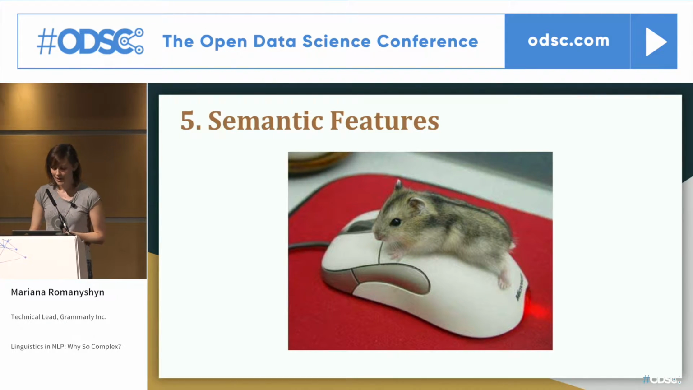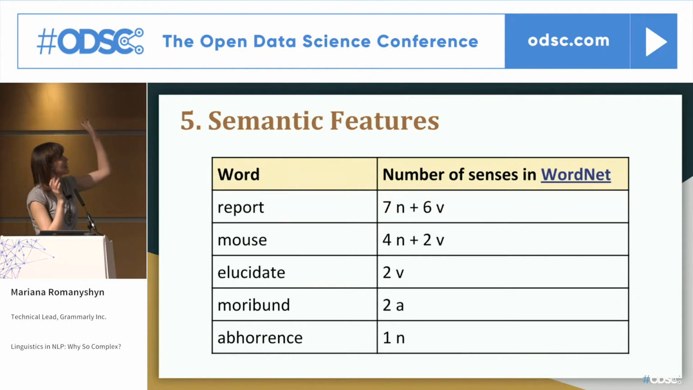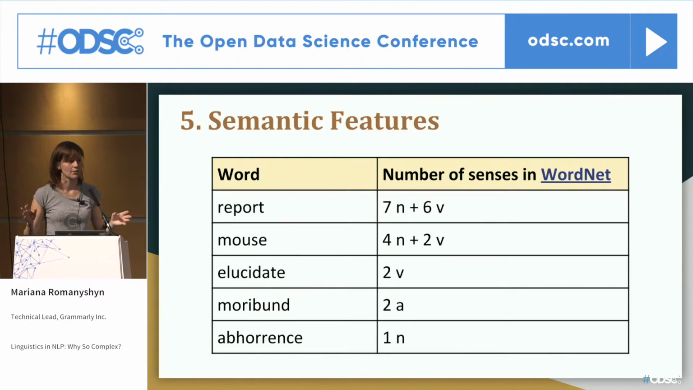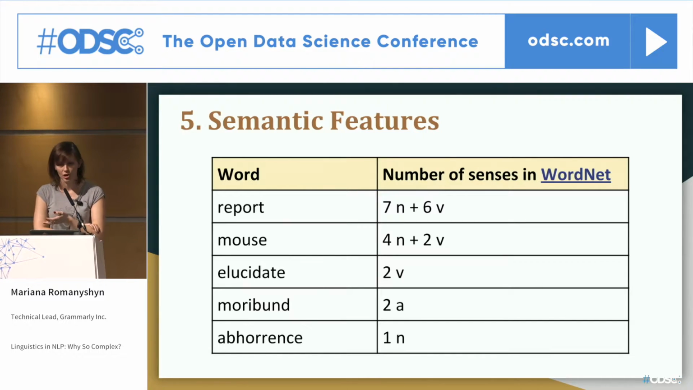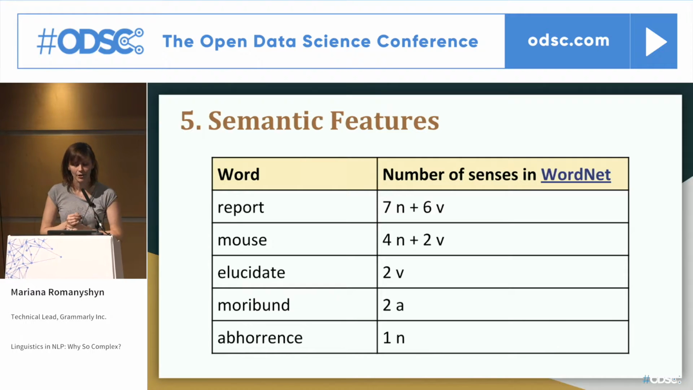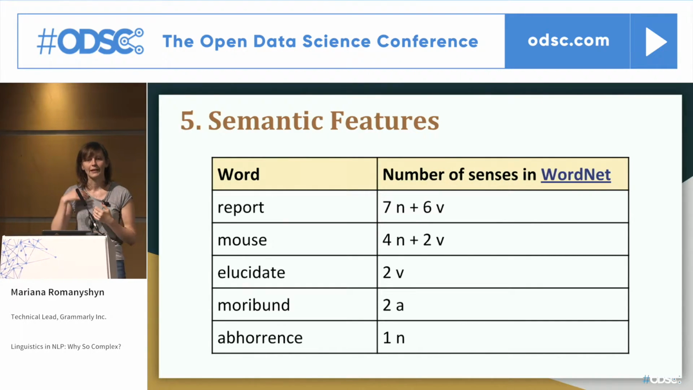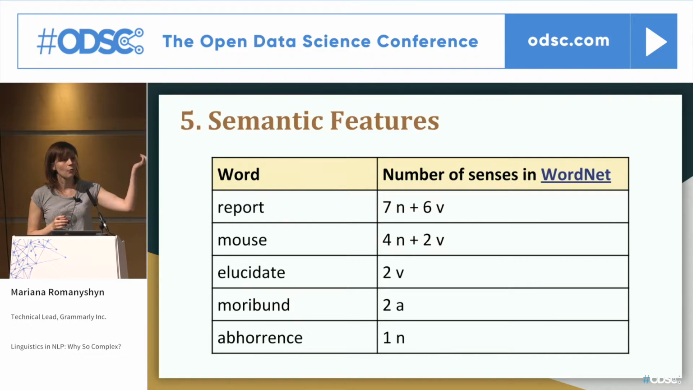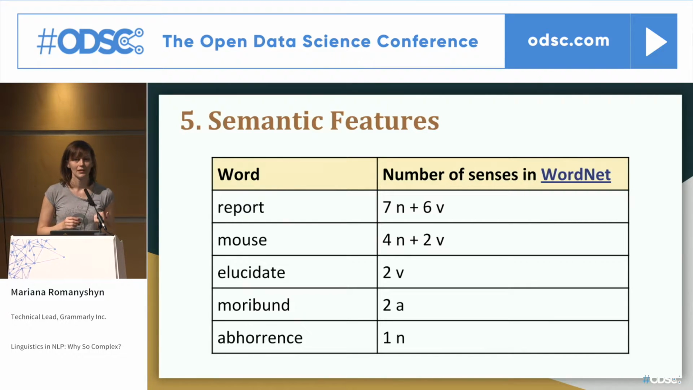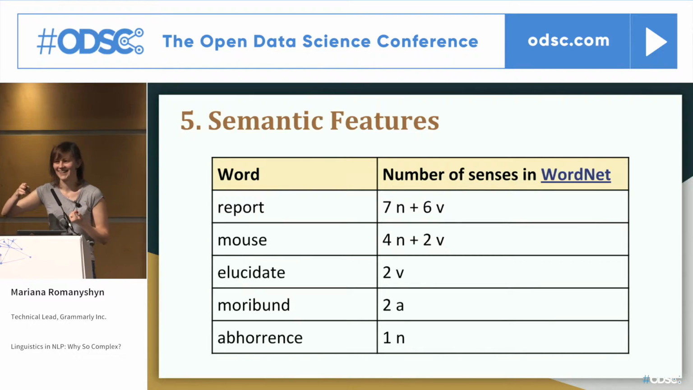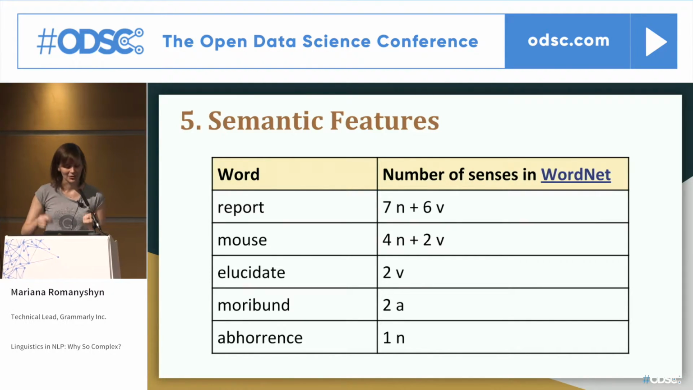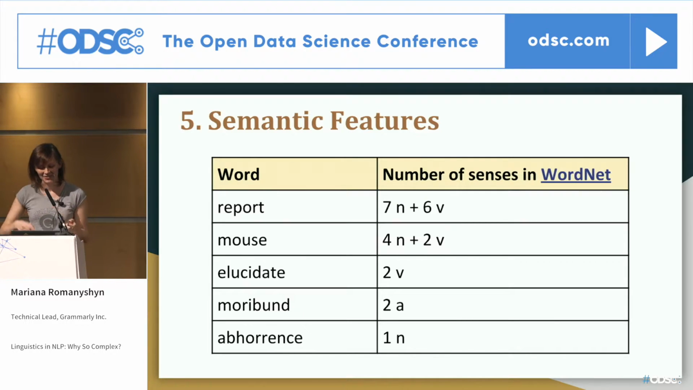acquire these new meanings. So if you look at any dictionary, or like I did in WordNet, which is an open source ontology that I will also explain in a slide later, it will show you that simple words like report or mouse have a lot of meanings. Mouse has 4 meanings as a noun and 2 meanings as a verb. And now all of you are probably guessing what the other 2 meanings of the word mouse are, right? Yeah, okay, you'll have to look it up, or I can tell you after the presentation.